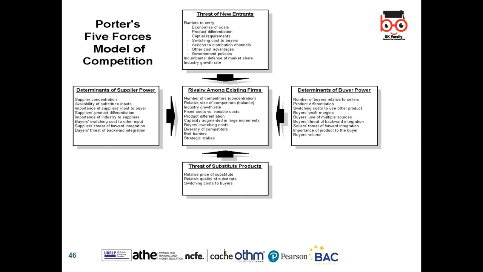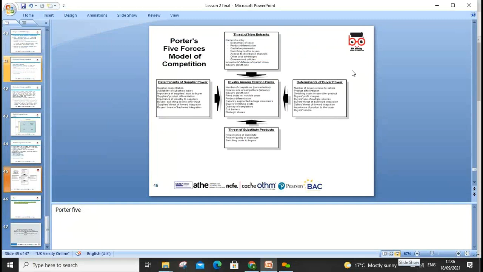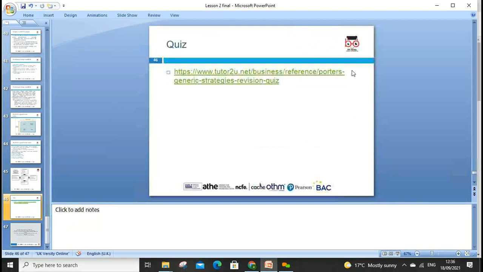Rivalry in the industry: how much competition we have. Buyer power: how much power they have to switch from one company to another, and so on. That's what we need to look at, and the threat of substitutes as well. Ultimately this leads to the threat of substitutes, the relative price of the substitute, relative quality of the substitute, and switching costs. We need to make sure of all this as we carry on.